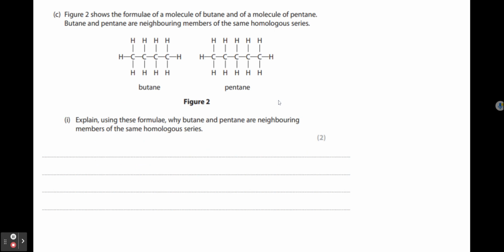For part C, we've got figure 2, which shows the formula of a molecule of butane and a molecule of pentane. Okay, and they're neighbouring members of the same homologous series. It asks us in this question to explain, using these formulae, why butane and pentane are neighbouring members of the same homologous series.